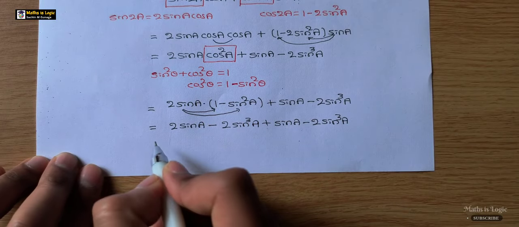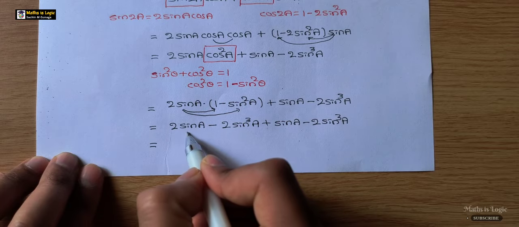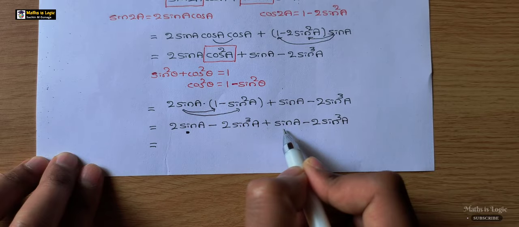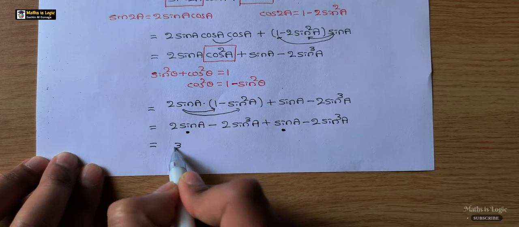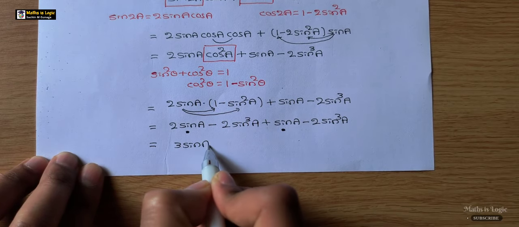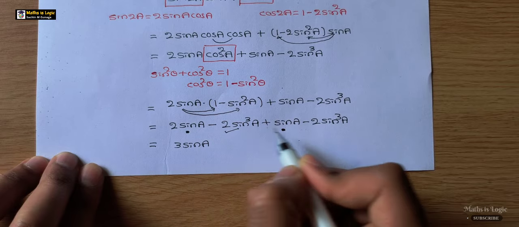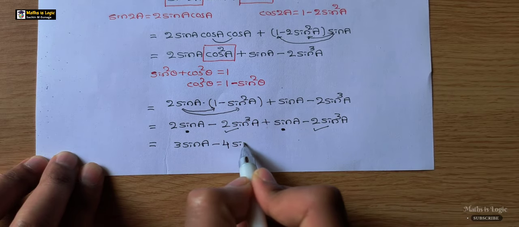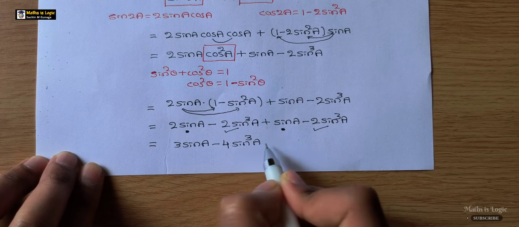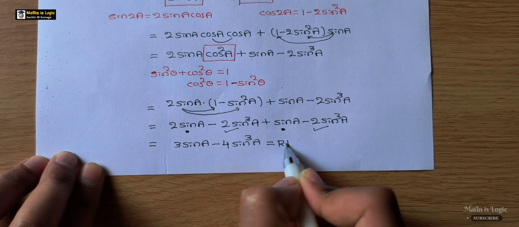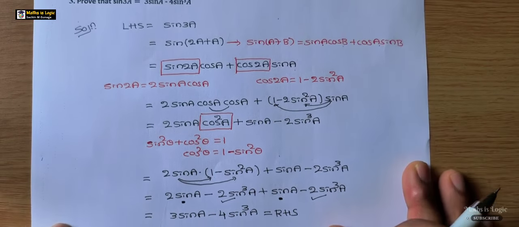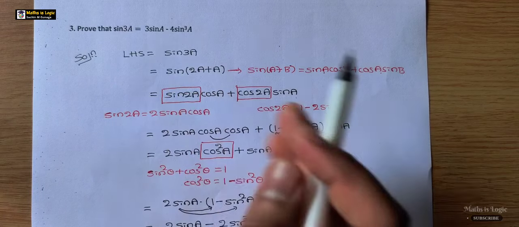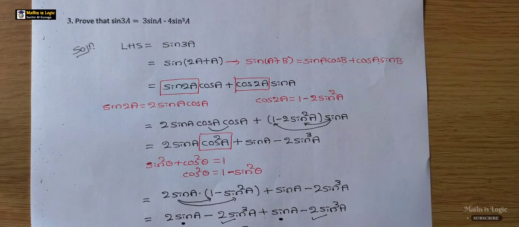Next you can see, this is equal to 2 times sine a, and 1 times sine a is 3 times sine a. Next, minus 2 sine cube, minus 2 sine cube is minus 4 times sine cube a, which is equal to which part? RHS. Therefore, LHS is equal to RHS.